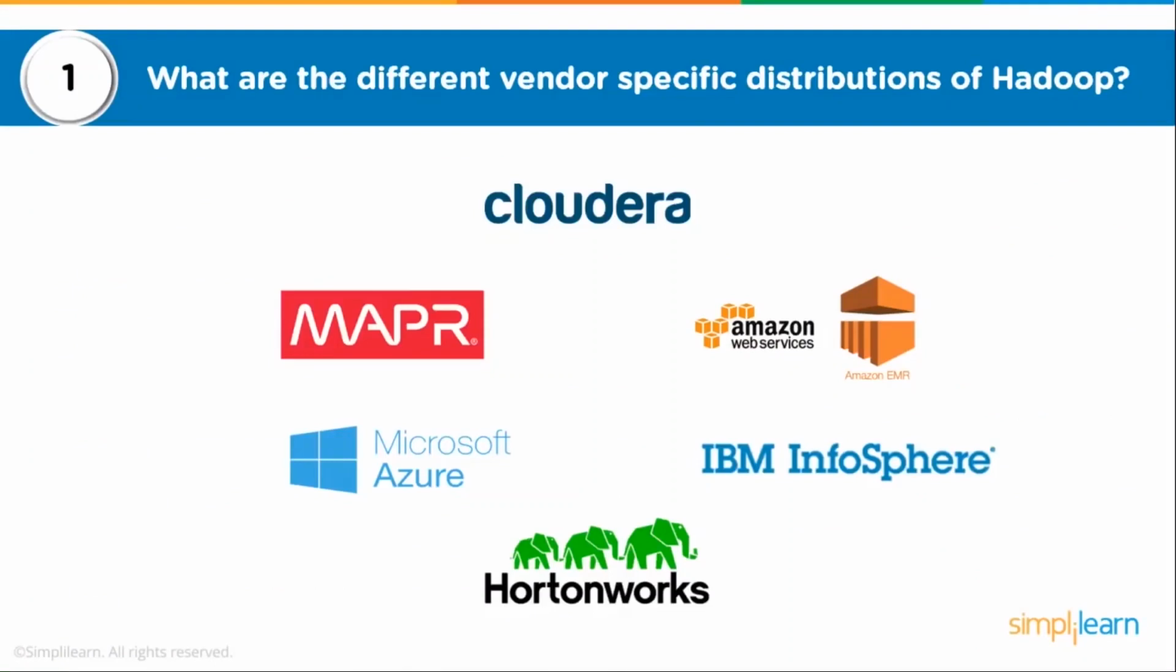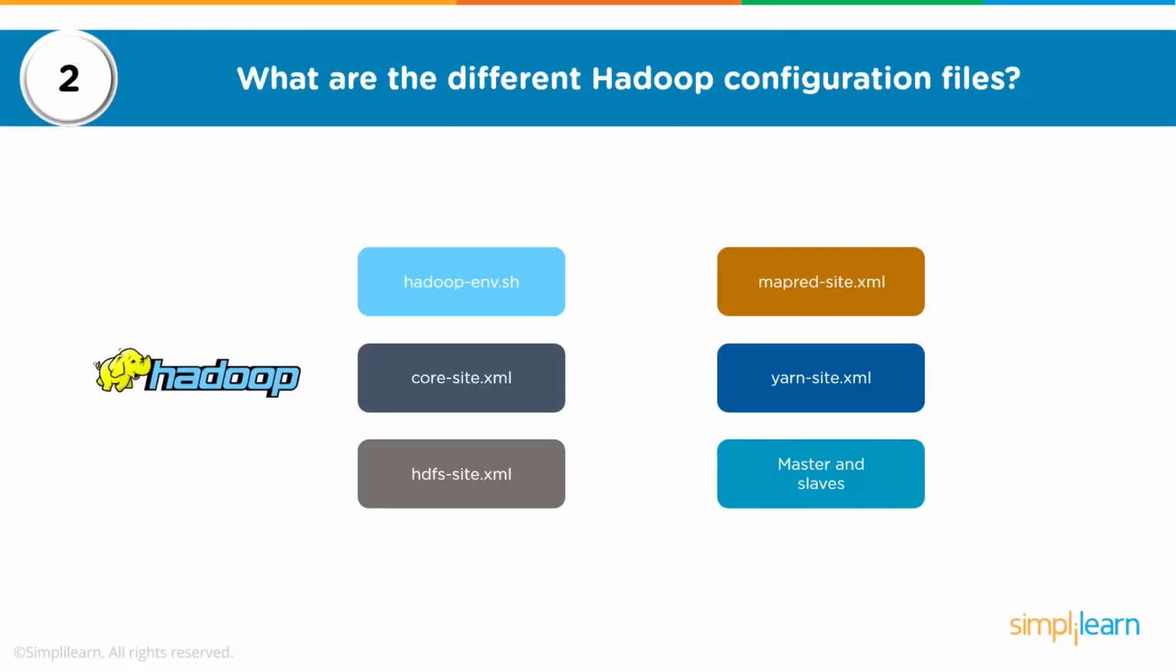Coming back, let's look at our next question. What are the different Hadoop configuration files? Now, whether you're talking about Apache Hadoop, Cloudera, Hortonworks, MapR, or any other distribution, these config files are the most important and exist in every distribution of Hadoop. So you have hadoop-env.sh, wherein you will have environment variables such as your Java path, your process ID path, where your logs get stored, what kind of metrics will be collected, and so on.